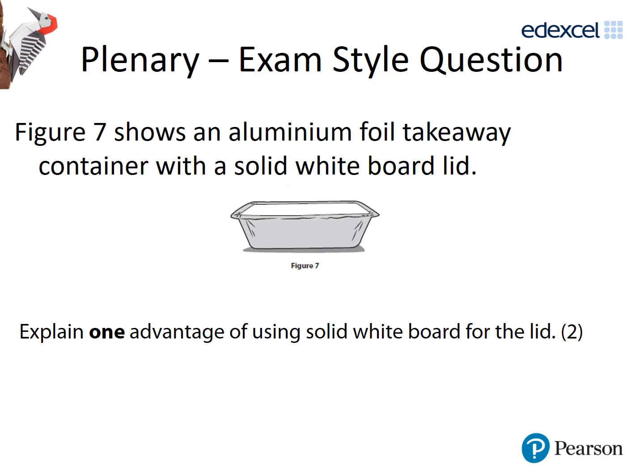You can see on this particular question, it shows an aluminium foil takeaway container, like what we've just looked at, and then we've got this solid whiteboard lid. Using the knowledge of what we've just gone through, it's asking you to explain one advantage of using solid whiteboard for the lid. So think about, why do we use solid whiteboard? Give one property of it that is a working property of solid whiteboard, and justify why that property makes it suitable for the lid on the aluminium foil tray. If you pause it now, then we'll go through the answers.